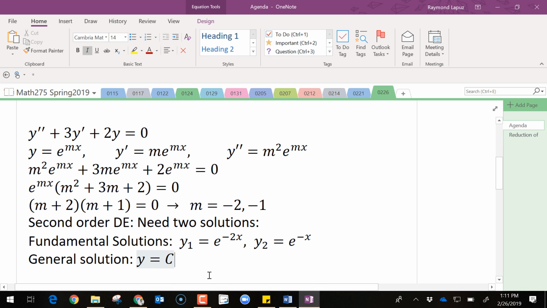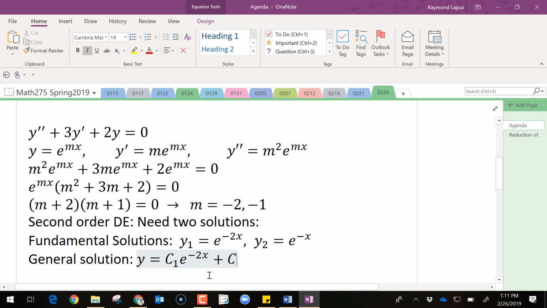So your general solution is C1 times e to the negative 2x plus another constant C2 times e to the negative x. And that is your general solution, highlighted in red, but of course you guys can't see red on the screen. You will if you look at the notes. Okay?